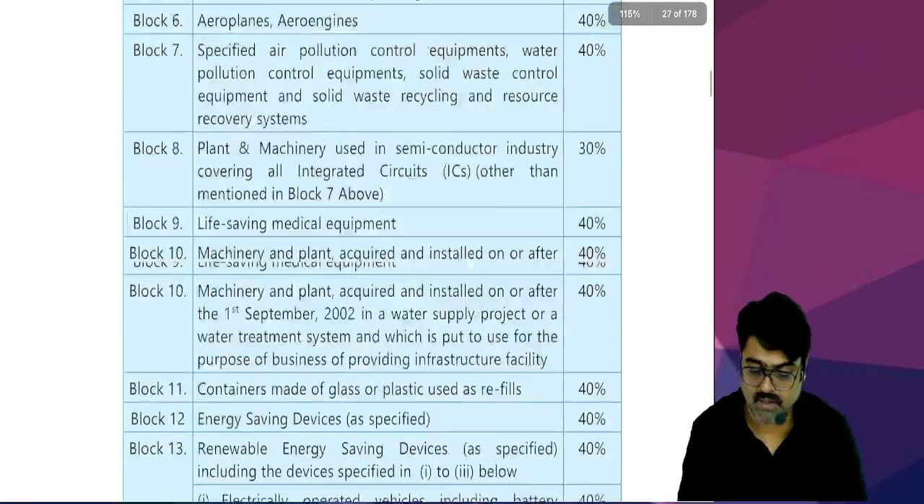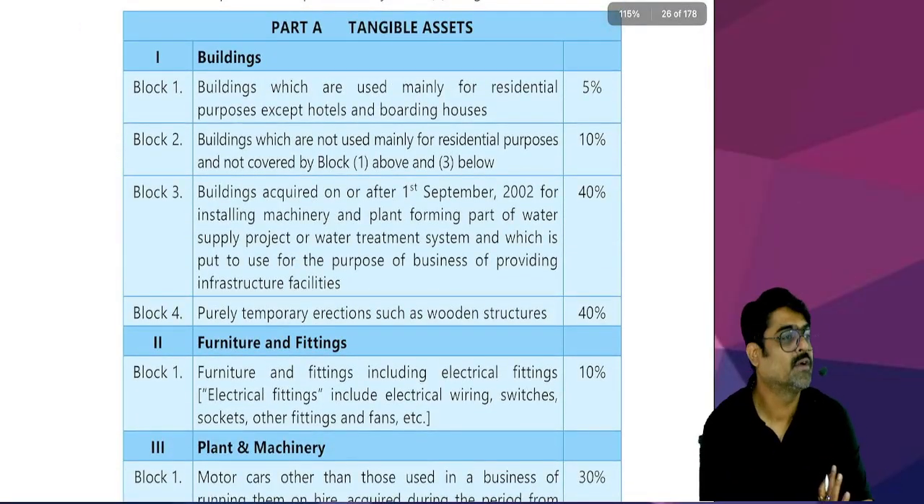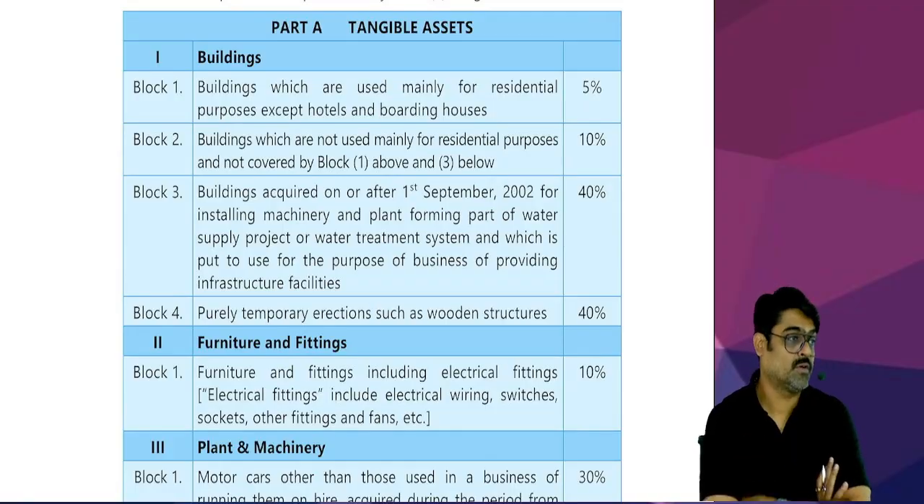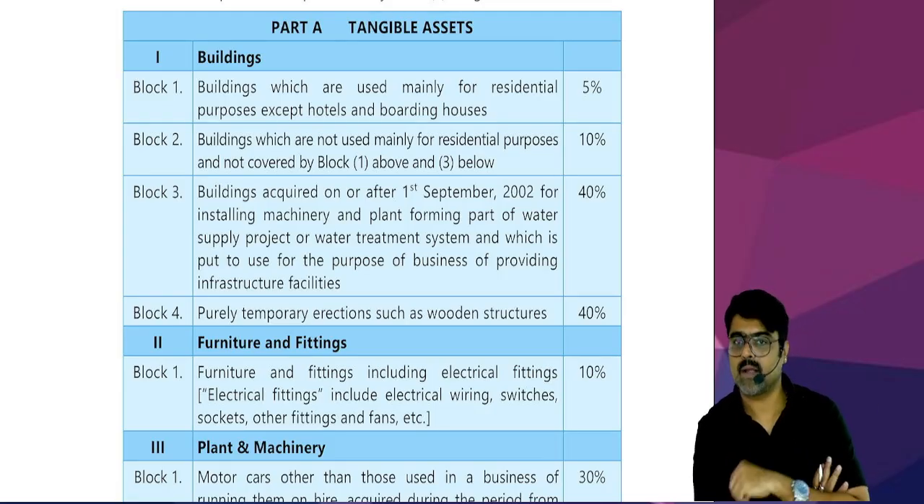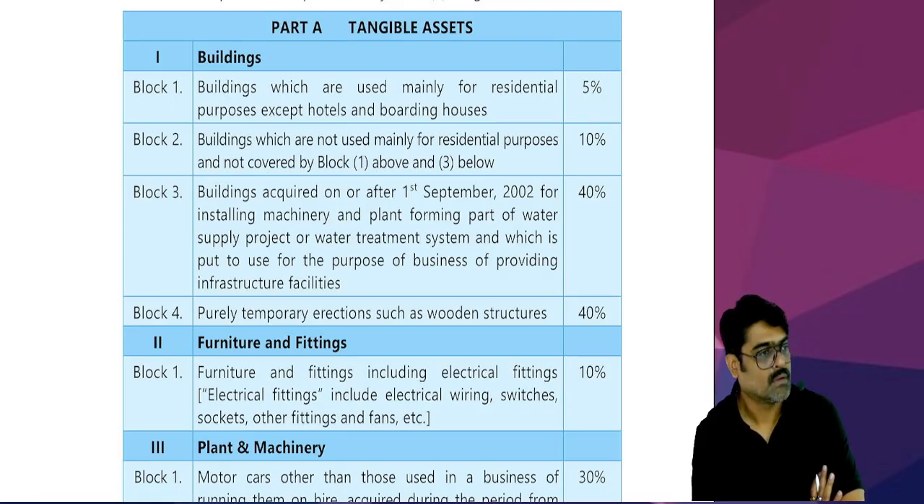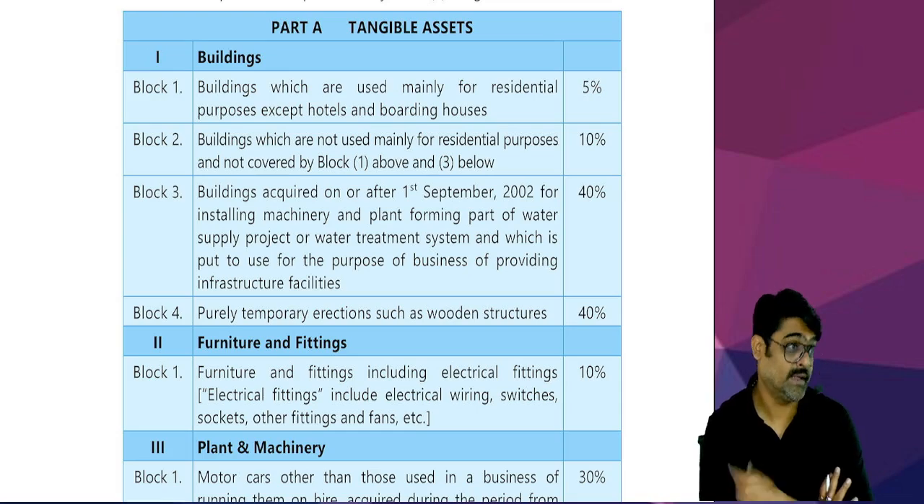Now come to tangible assets. The first asset is building. In building, there are 4 blocks which can be created, because in your business, there can be different types of building. If the buildings are residential in nature, can you use residential buildings in your business? Yes.